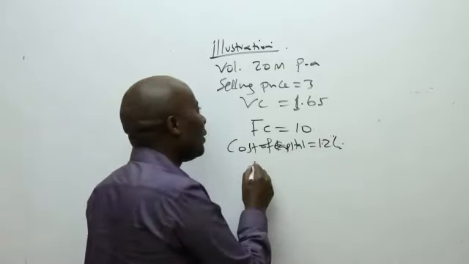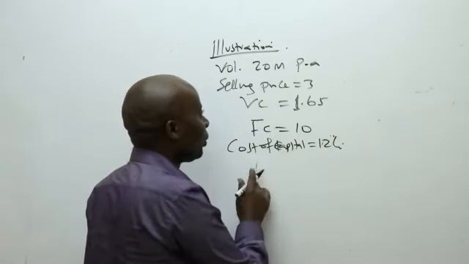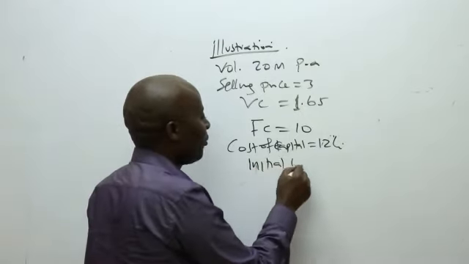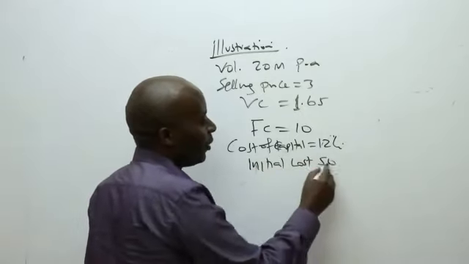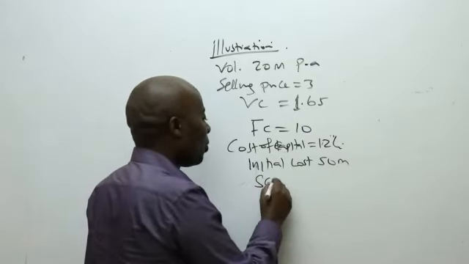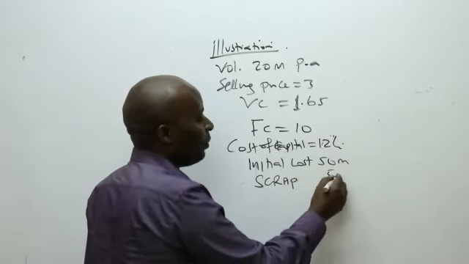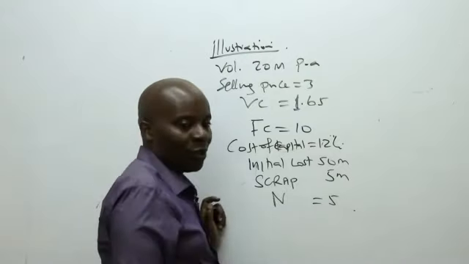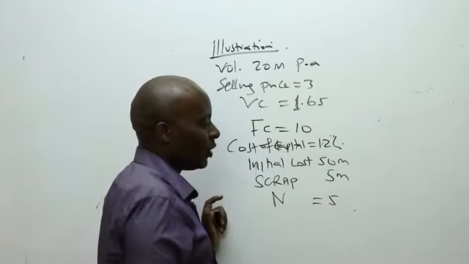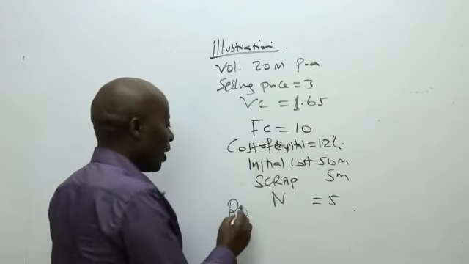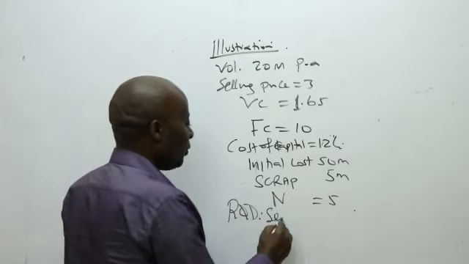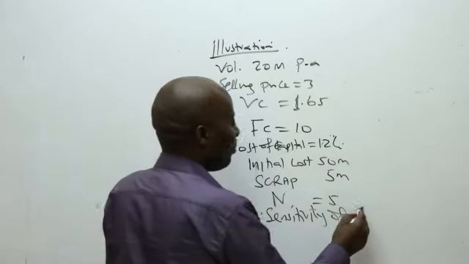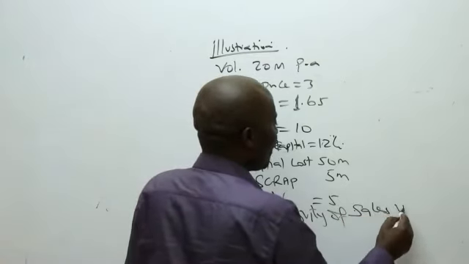But now this time around, they have given us two things. We have the initial cost, 50 million. And then we have the scrap of 5 million. Of course, useful life, how many years? 5 years. Useful life is 5 years. And then we are required to determine sensitivity of sales volume.